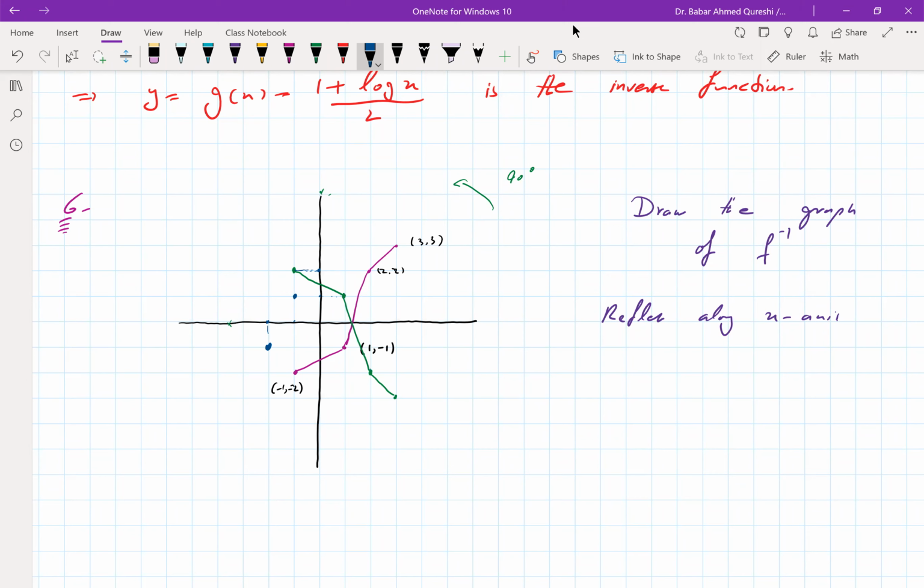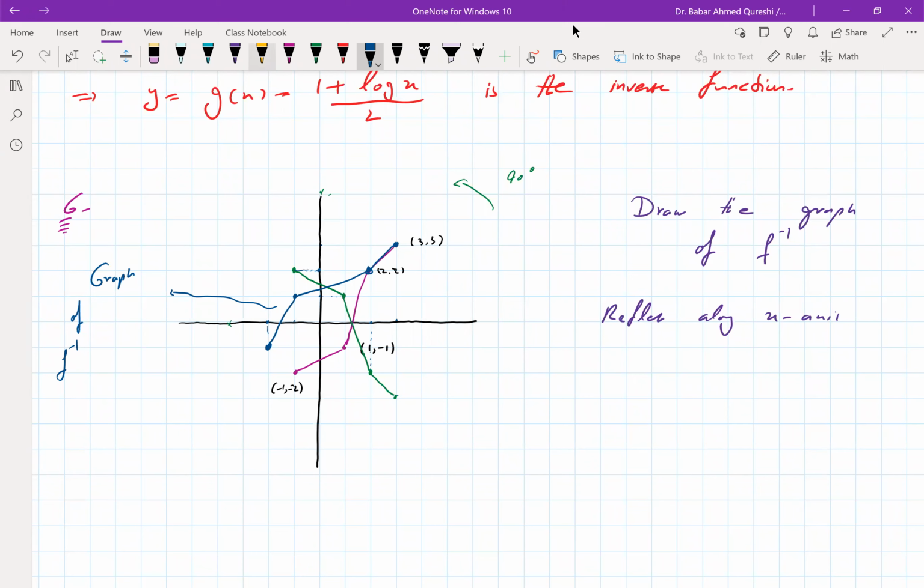Take this, draw this perpendicular line, see where this point goes. This goes here, and this remains perpendicular and at the same distance. Distances are also not changed under rotation. So this comes over here, and this point goes here. So this remains at 3. So this blue is the graph of F inverse.